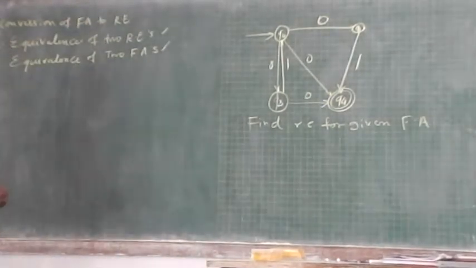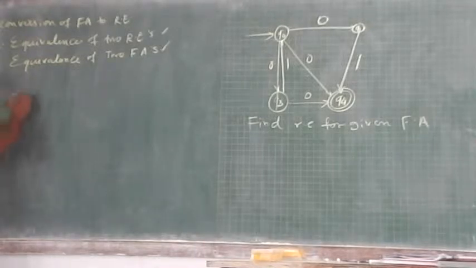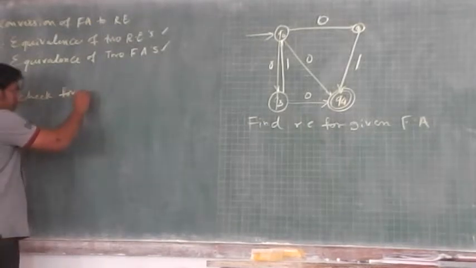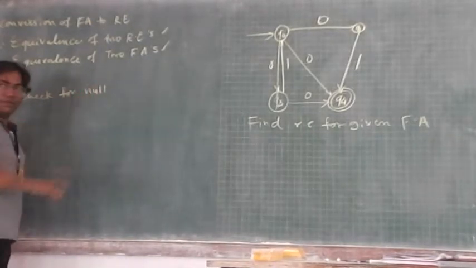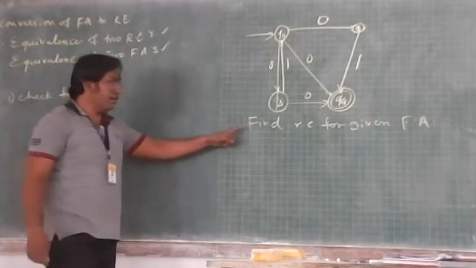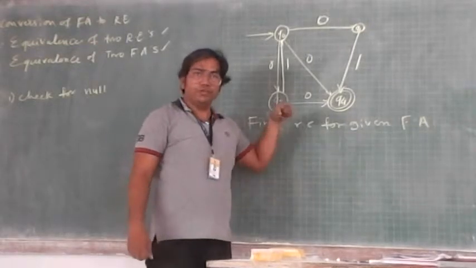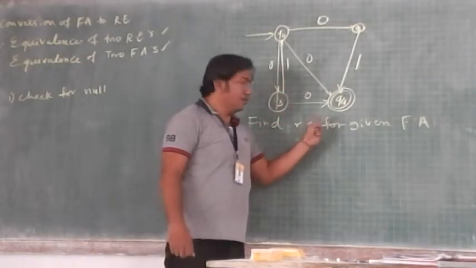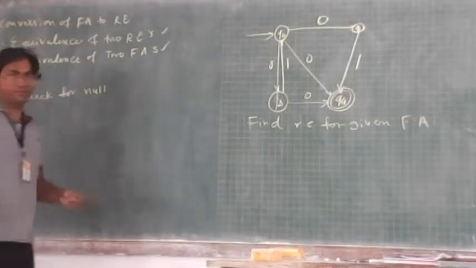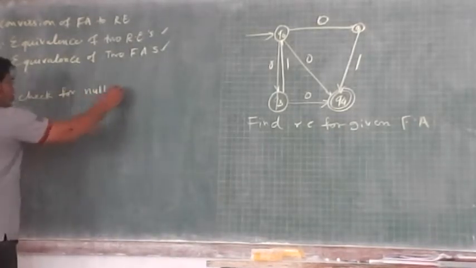Okay? So as a solution for this particular problem, what do you need to do? What is the first step? Check for null. First of all, you need to check whether there is any transition with null in the given finite automata. If there is, then you cannot convert that finite automata directly. First you need to remove that null, then you go for converting to a regular expression. So null should not be there.